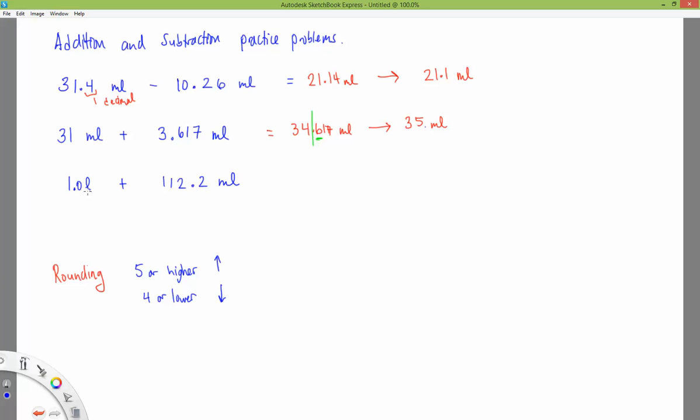Okay? So here, I made it a little tricky. 1.0 liters plus 112.2 milliliters. So what do we do? We've got to put it all on the same unit. Whenever you're dealing with multiple units, you should convert them all into the largest unit that you have. So I have 1.0 liters, and 112.2 milliliters in liters would be 0.1122 liters. If I add these two together, I would get 1.1122 liters. I am allowed up to one decimal place, so I would have 1.1 liters. Okay.